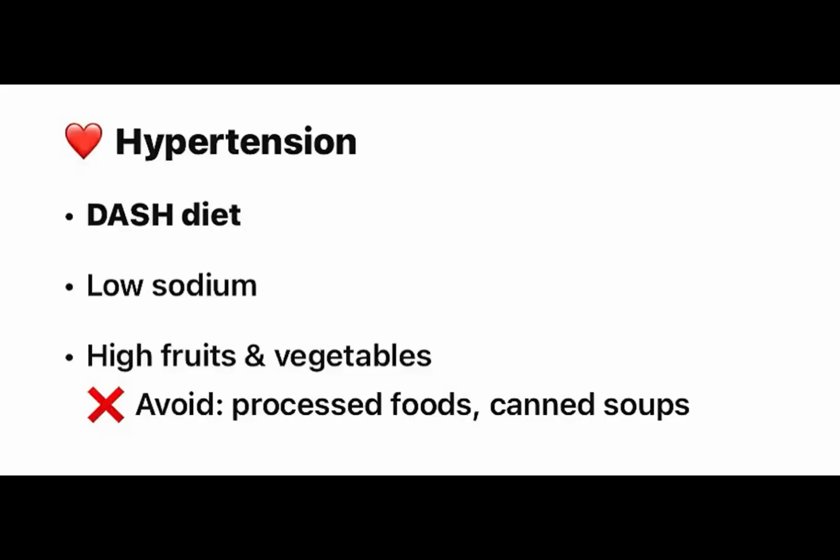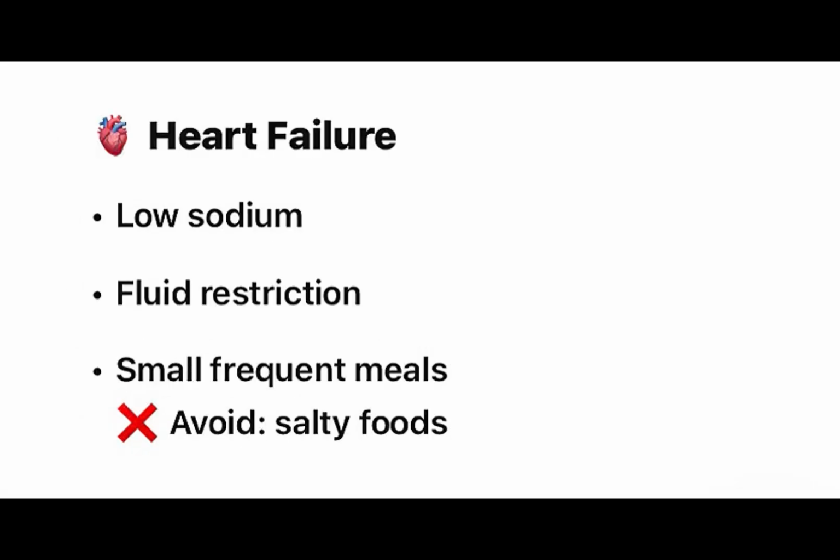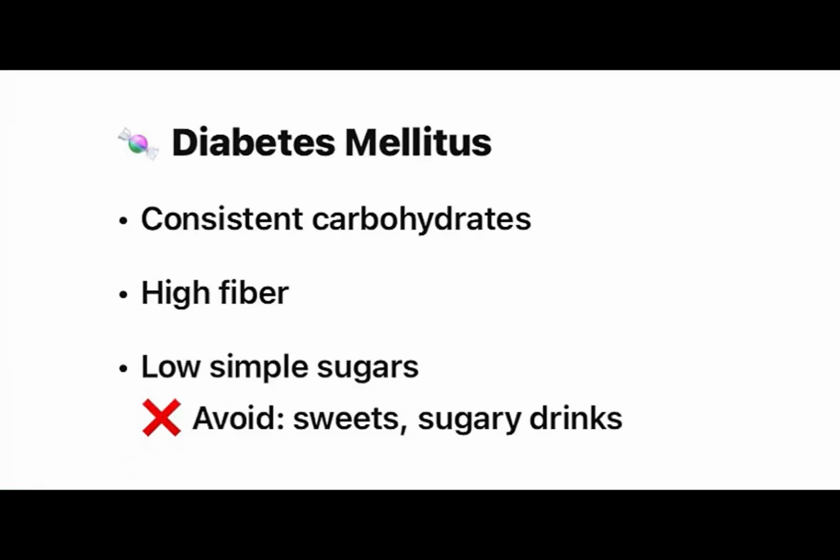If the patient has hypertension, avoid processed foods and canned soups, and give the patient a low sodium diet including high fruits and vegetables. In heart failure, avoid salty foods and give a low sodium and fluid restriction diet to the patient with small frequent meals. For the patient with diabetes, avoid sweets and sugary drinks and give consistent carbohydrates with high fiber.